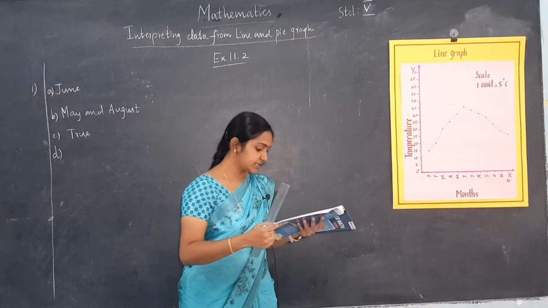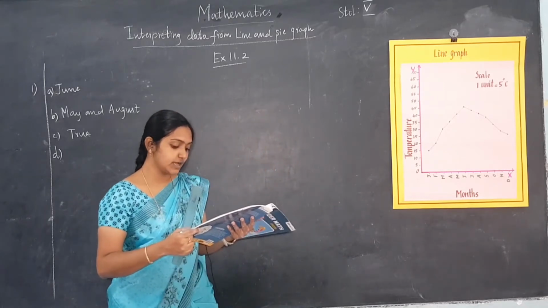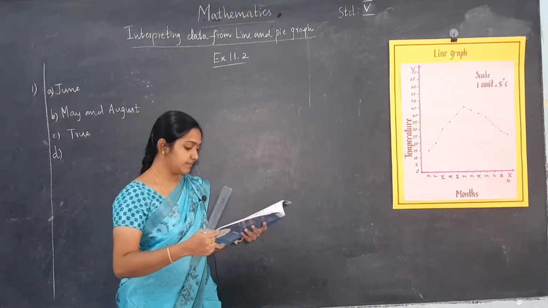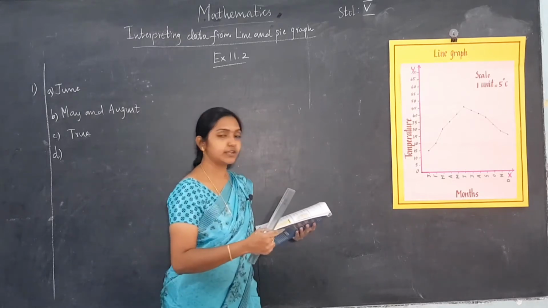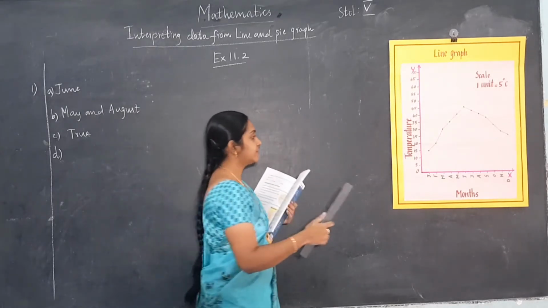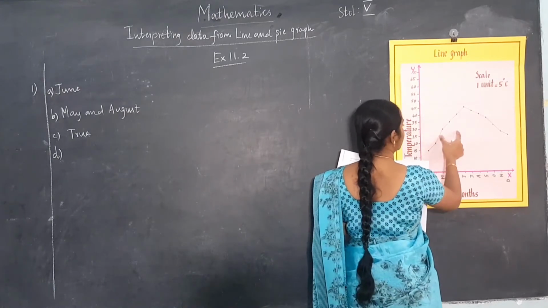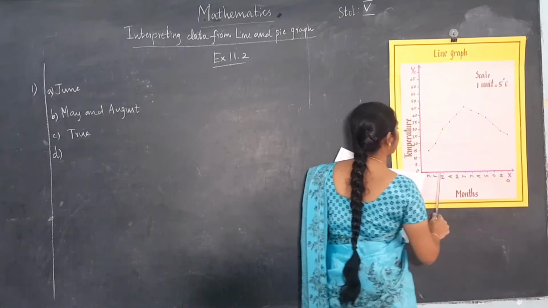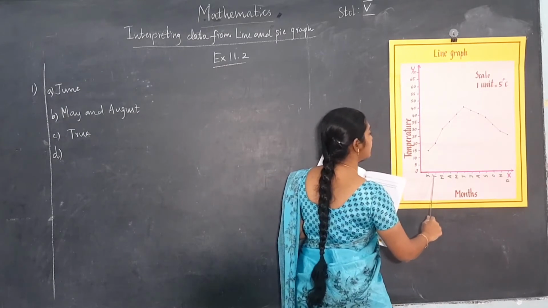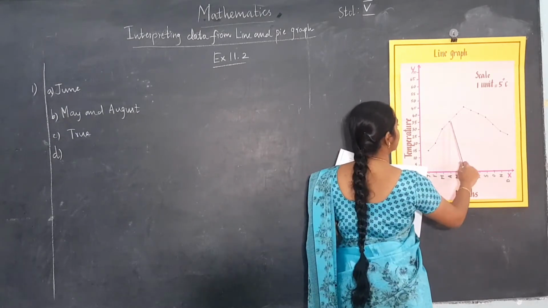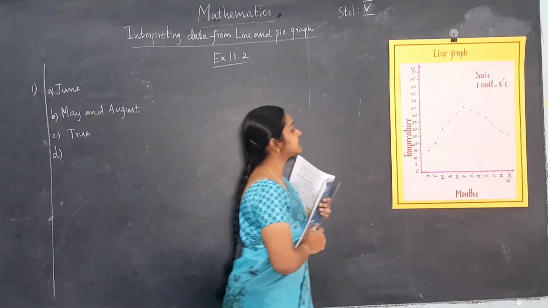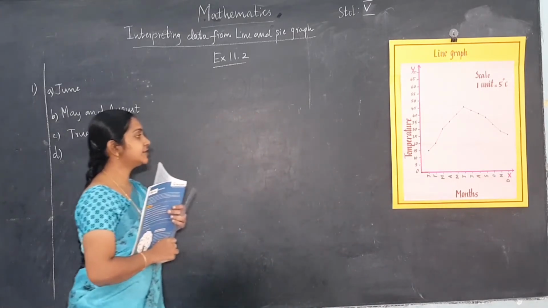What change can you see in the average monthly temperature from February to May? We have to look at the temperature from February to May. We can say that the temperature is increasing from February to May.